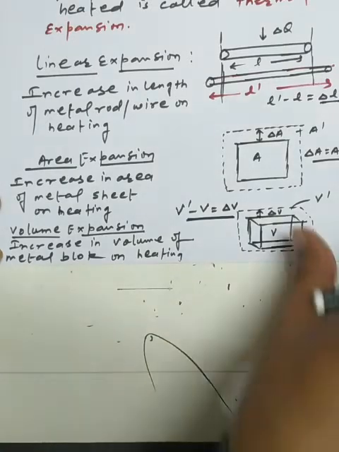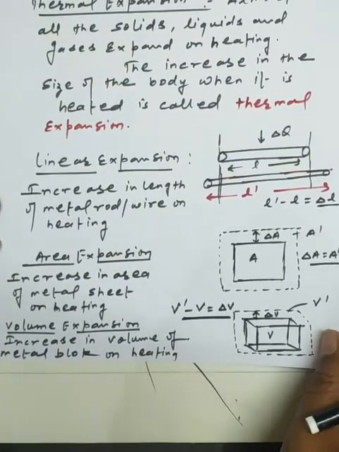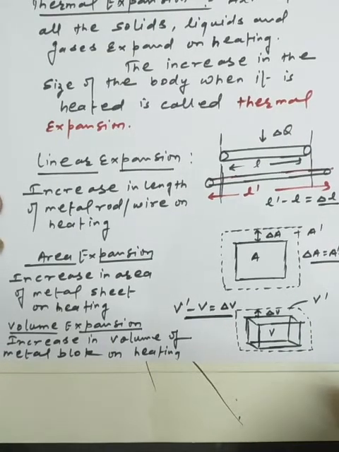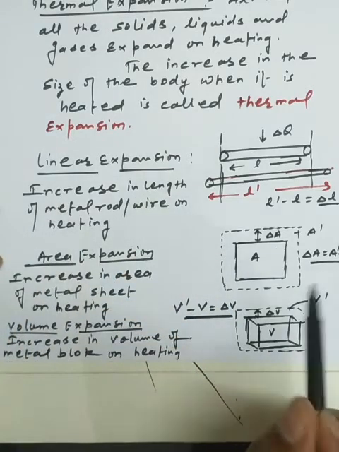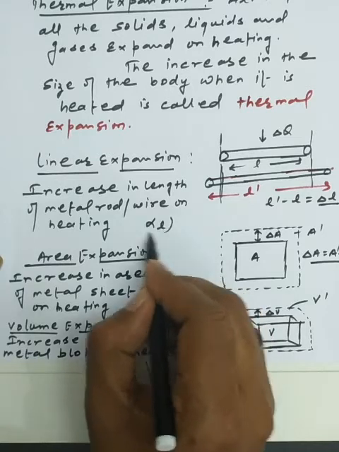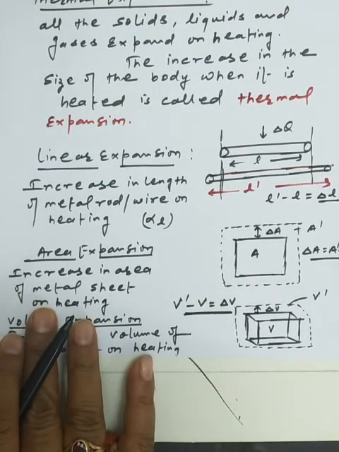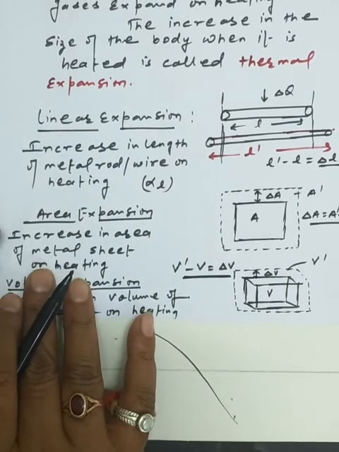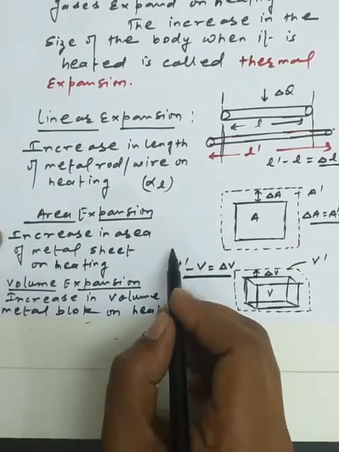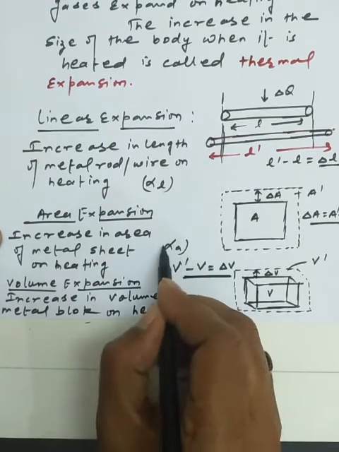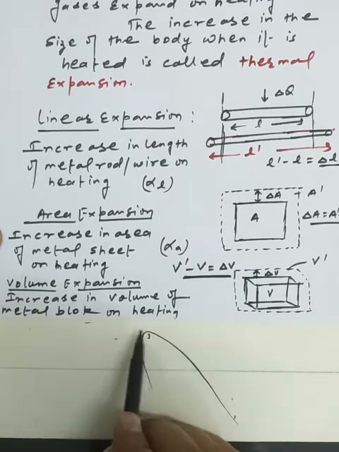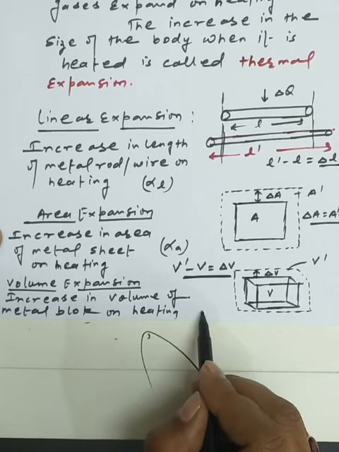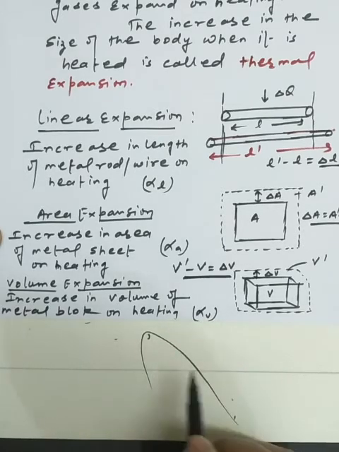And as per the types of expansions, we have types of coefficients. As we are talking about linear expansion, there is the linear expansion coefficient, generally regarded as alpha L. For the element having area expansion, we have the coefficient called alpha A, the area expansion coefficient. As there is volume expansion, there is another coefficient called the volume expansion coefficient. So how can we discuss the formulas of these coefficients?